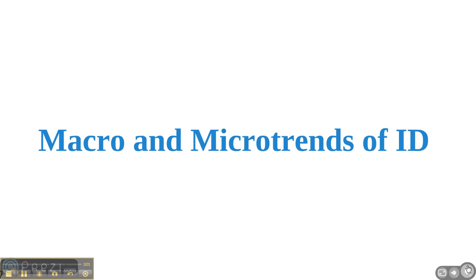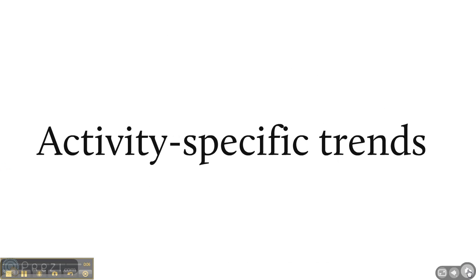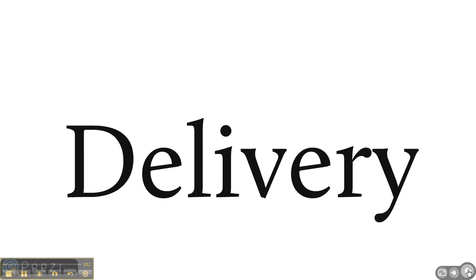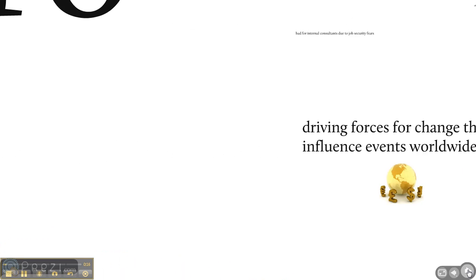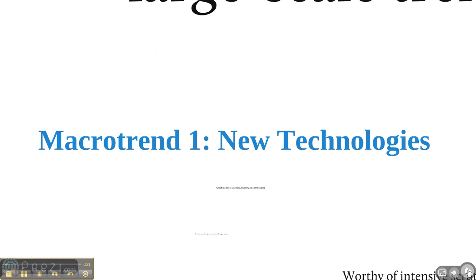Macro and micro trends of instructional design. From the macro level to the micro level, we look from the big picture to the small picture of activity-specific trends which affect delivery. On the macro level, we can see large-scale trends, along with driving forces for change that influence events worldwide. Macro Trend 1, New Technologies.